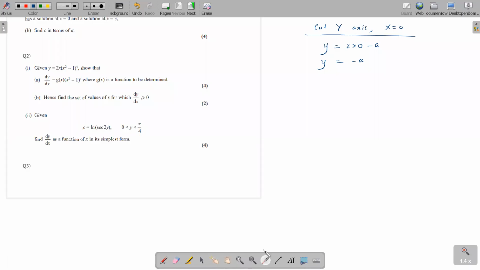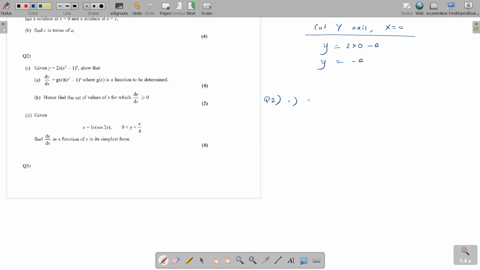Okay, so moving on to question number 2. Given y equals 2x times (x square minus 1) to the power 5, show that dy by dx equals g(x) times (x square minus 1) to the power 4, where g(x) is a function to be determined. Okay, so let's find that, question number 2.